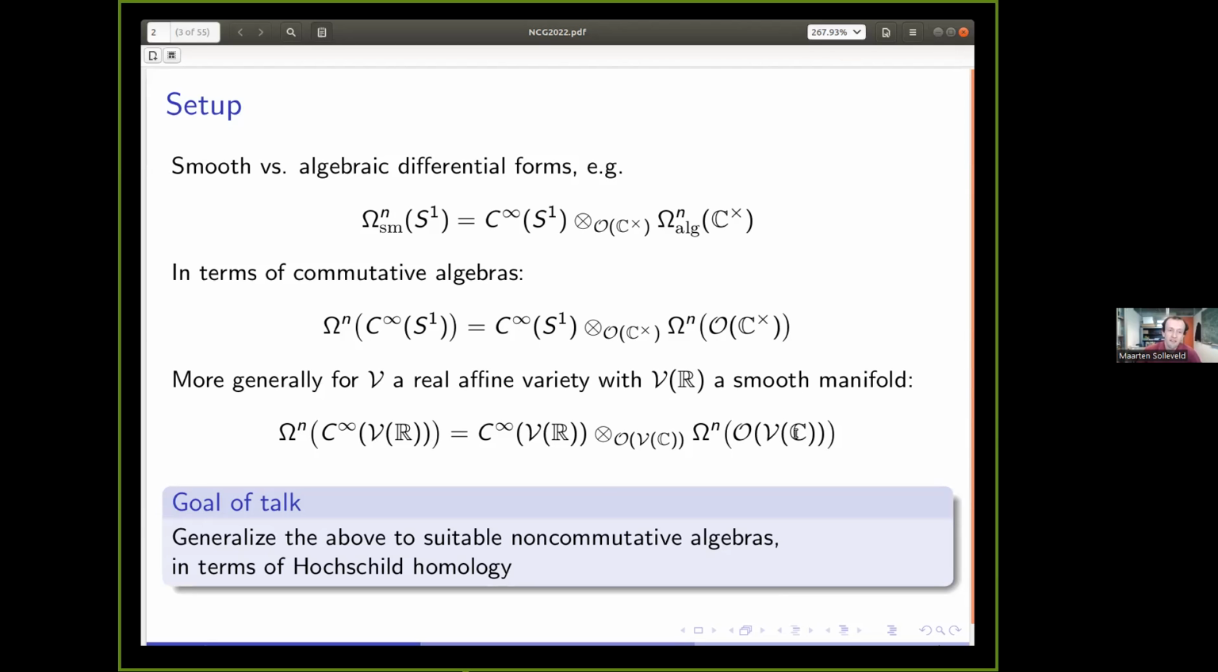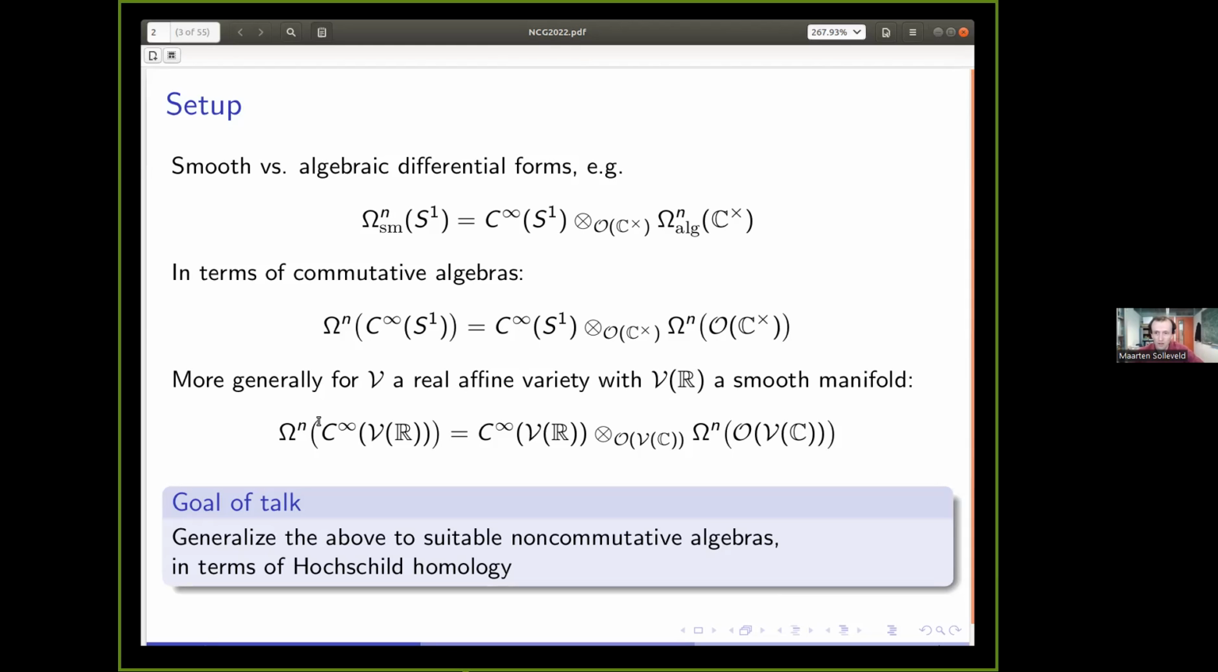If you take any affine variety defined over the real numbers, and you compare the complex points with the real points, where the complex points are an algebraic variety with the Zariski topology and algebraic differential forms, and on the real points you have a smooth manifold, so you must assume it's not singular in some way. Then you can tensor the algebraic differential forms with smooth functions on the real manifold, and you get all smooth differential forms.